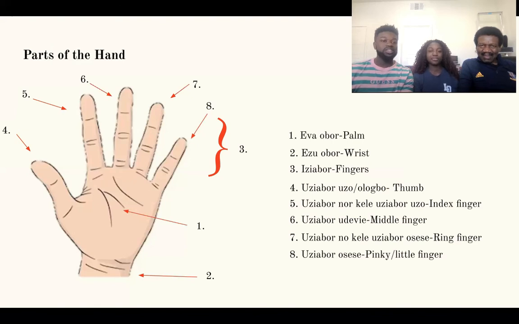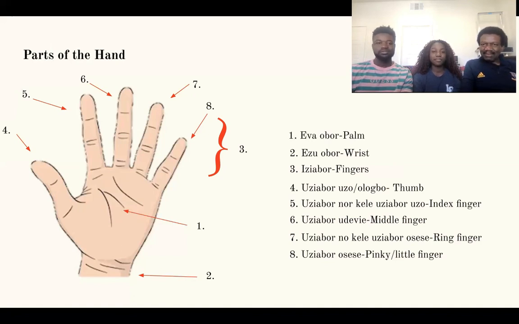So Esi, would you like to do us the favor of going through all of these pronunciations in your native tongue? Yes. So, number 1, Evabo, that is the palm. 2, Ezuobo, that is wrist. Iziabo, fingers. Uziabuzo or Uziabolobo, thumb. Uziabo Nokele, Uziabuzo, index finger. Uziabodevye, middle finger. Just remember, Udevye means middle. Uziabo Nokele, Uziabo Osese, ring finger. Uziabo Osese, little finger, they also call pinky finger.